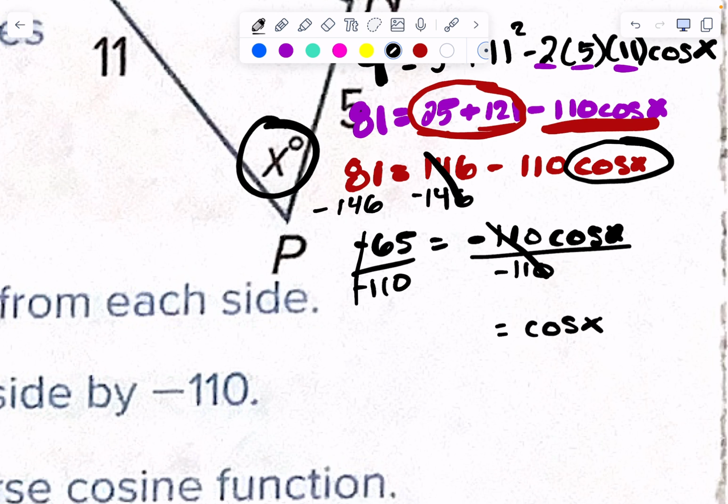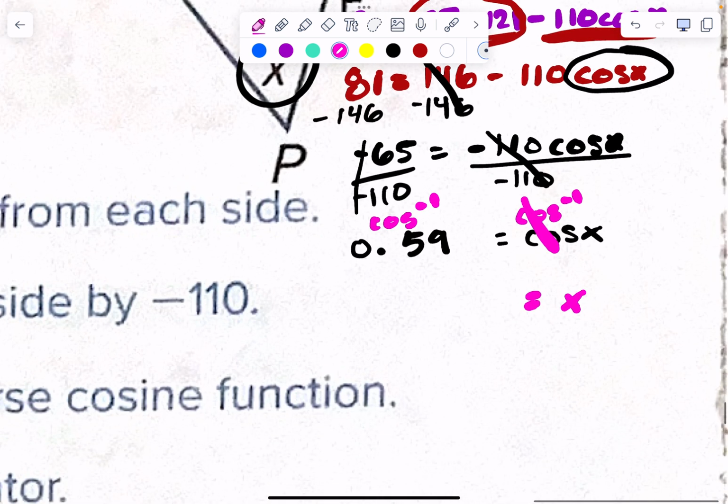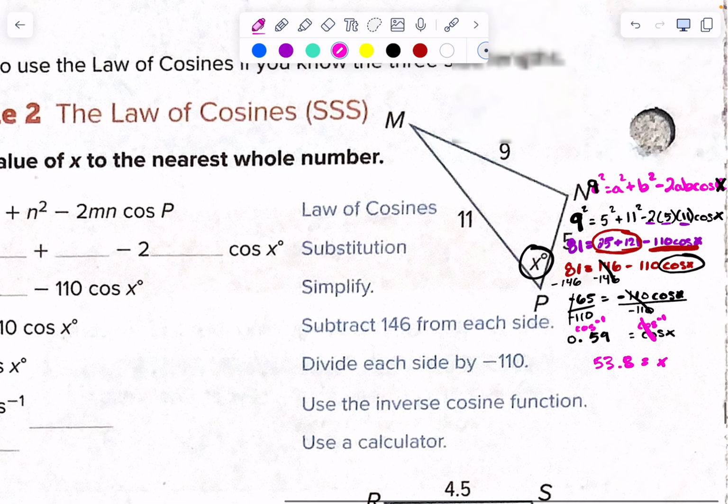Cosine of X is 0.59. Okay, now what? Now I do the inverse cosine. This one is very much a pain because you have to unwind and solve for x. Inverse cosine of 0.59 is 53.8. I think most questions are going to say round to the nearest whole number, so 54 degrees is what it would be.